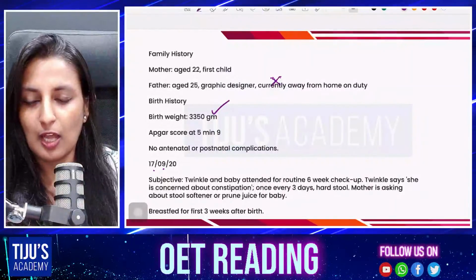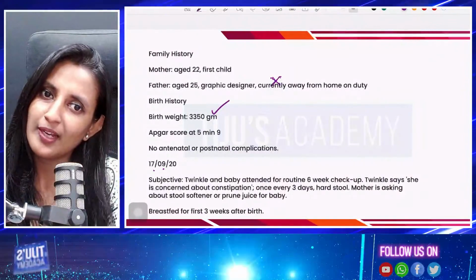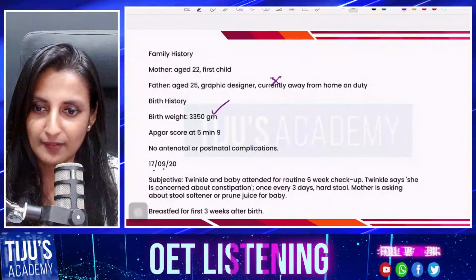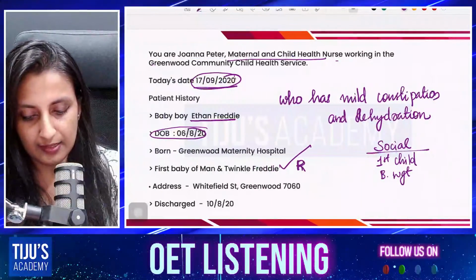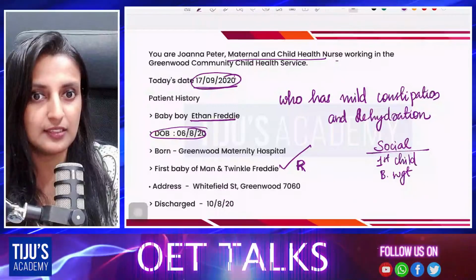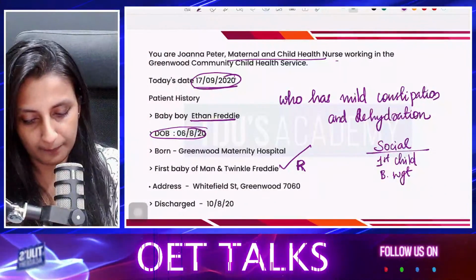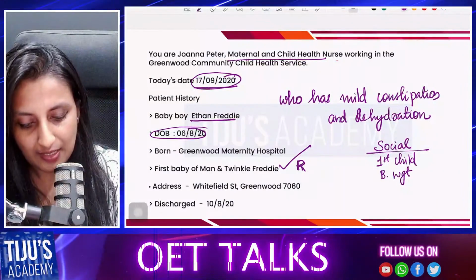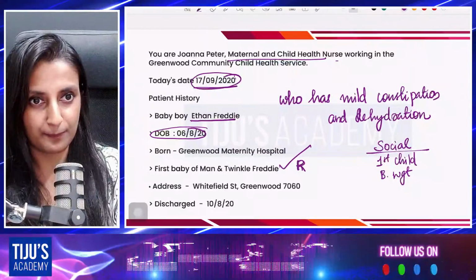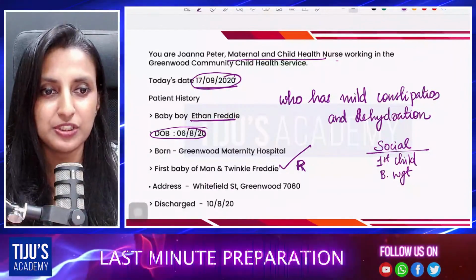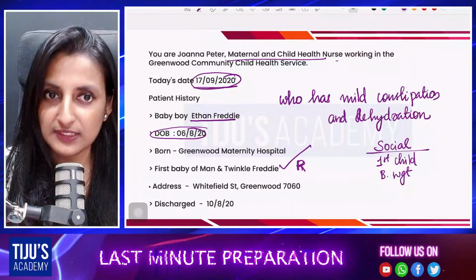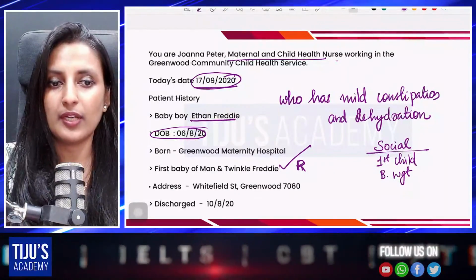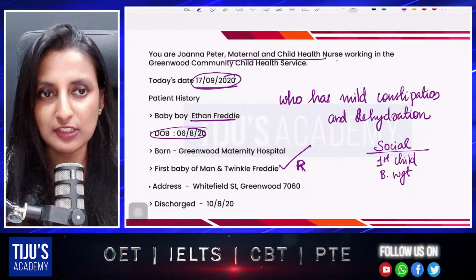Now, how about the discharge date? We don't need to write the discharge date over here. That is completely irrelevant, Bruna. Because, see, date of birth is 6th August 2020. Discharge date is 10th August 2020. This is not the admission of the present situation. See, the baby was born on 6th August and after 4 days, the baby got discharged from the hospital.